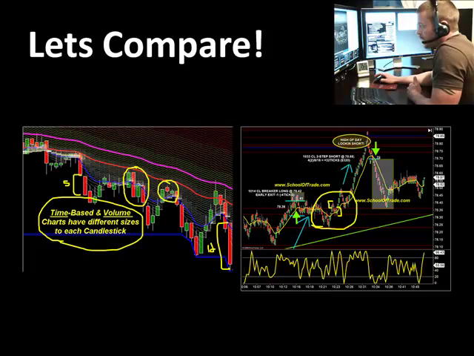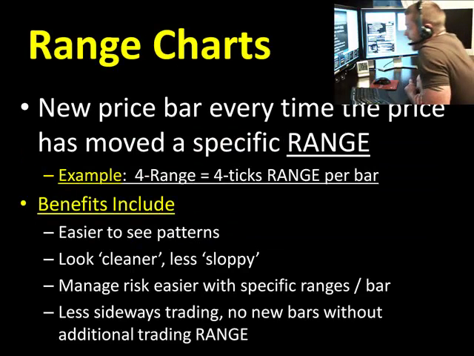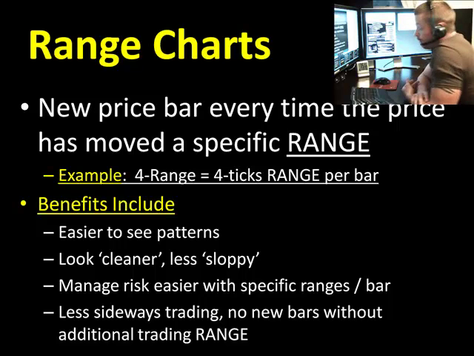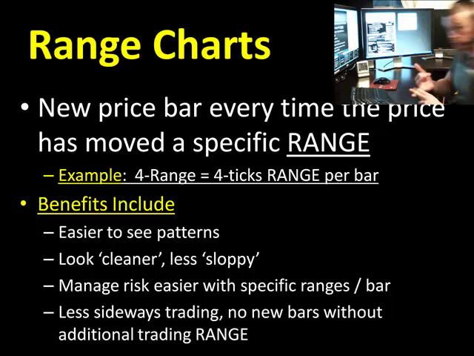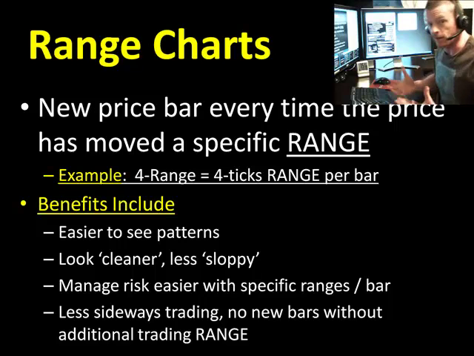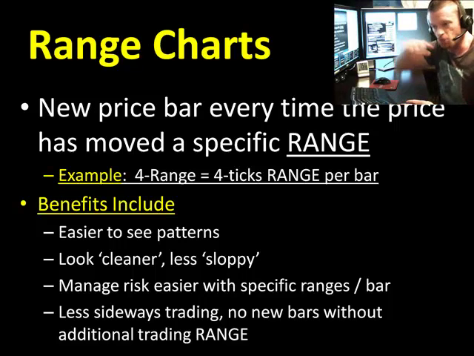So, range charts are pretty simple. A new price bar forms every time the price has moved a specific range. For example, a 4 range chart means that each candlestick has 4 ticks of range. Some of the benefits are that it's easier to see the patterns. It looks cleaner, not as sloppy as a 1 minute chart. A 1 minute chart might have these small condensed candlesticks all the way across.